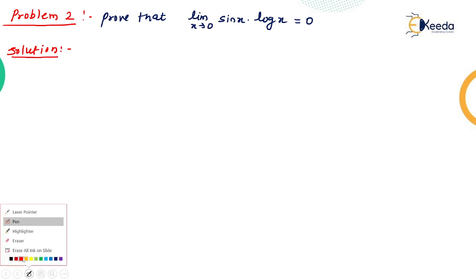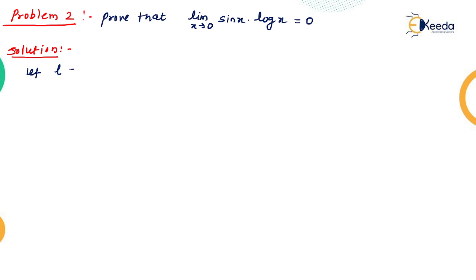In this case we are given a product of two functions. So that's why I am writing here, let the limit be L. So L is equal to limit as x tends to 0 of sin x into log x. Nothing extra you have to do here. First you have to check what form it is. When we replace x as 0, sin 0 becomes 0 and log 0 becomes infinity.